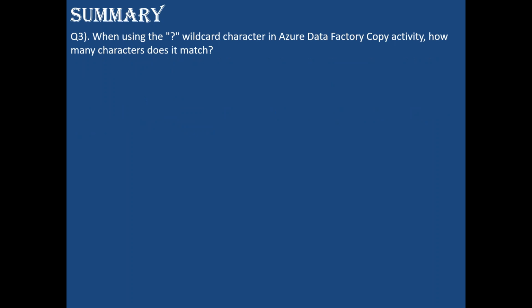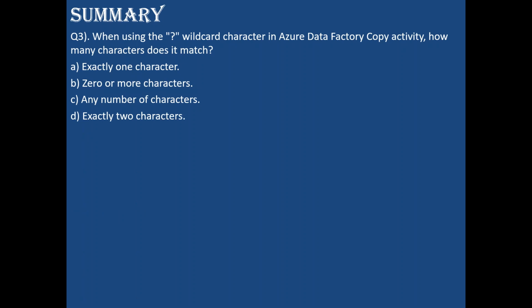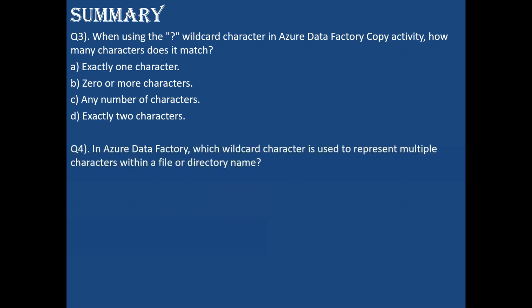Next. When using the question mark wildcard character in Azure Data Factory copy activity, how many characters does it match? Exactly 1 character or 0 characters. Remember, it will match exactly 1 character. You can have 0 or 1, but here it is not exactly 0 or 1 character. So that's why the right answer is A. In Azure Data Factory, which wildcard character is used to represent multiple characters within a file or directory? As you know, star.